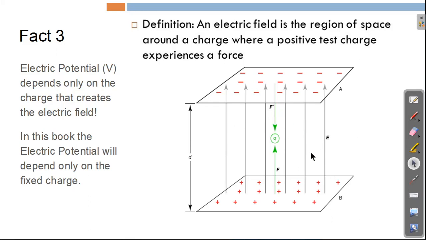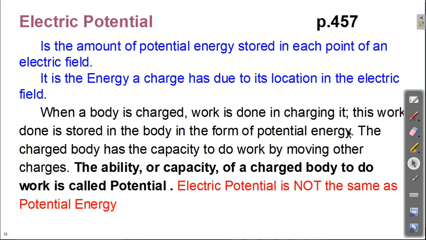Where you are matters. Okay, the distance from where you're going matters. Electric potential is the energy a charge has due to its location in the electrical field. So position matters. When a body is charged, work is done in charging it. This work done is stored in the body in the form of potential energy. The charged body has the capacity to do work by moving other charges.